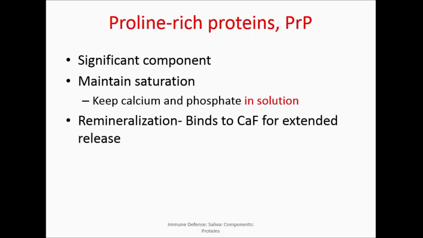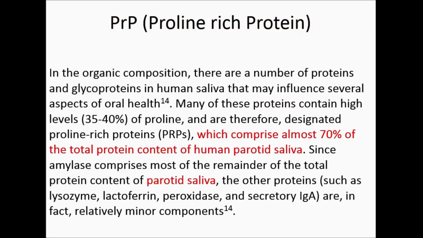They help remineralize. They bind to calcium fluoride for extended release. In the organic composition, there are a number of proteins and glycoproteins in human saliva that may influence several aspects of oral health. Many of these proteins contain high levels of proline and are therefore designated proline-rich proteins, which comprise almost 70% of the total protein content of human parotid saliva.